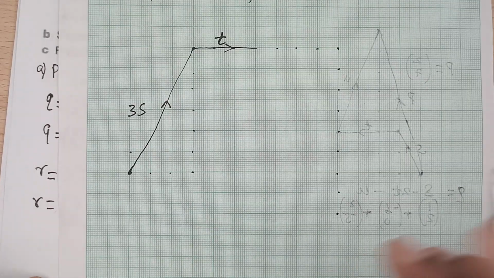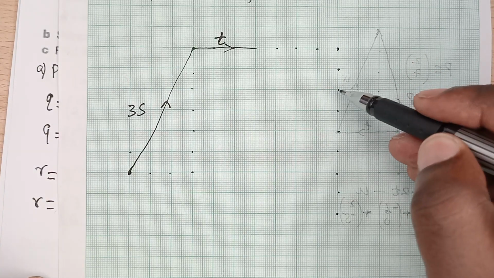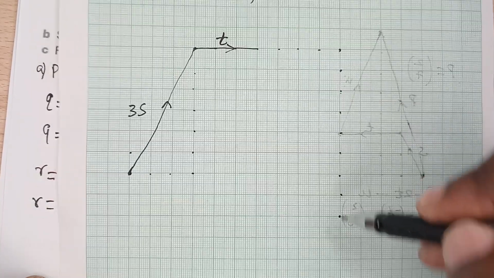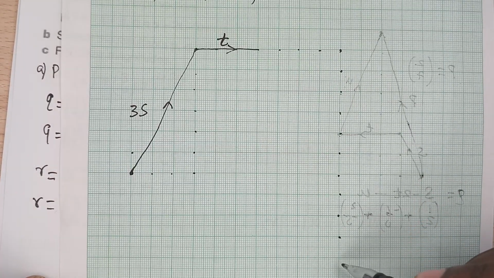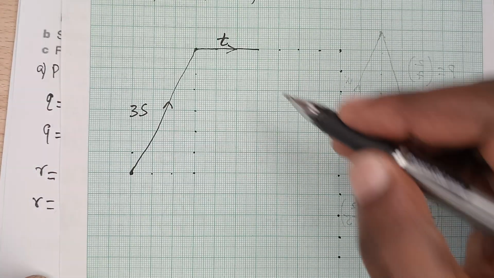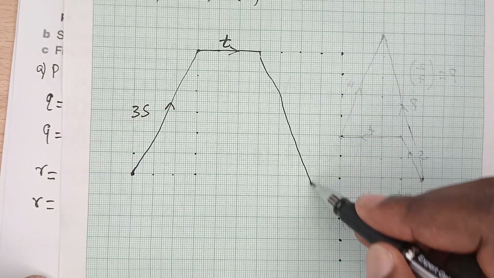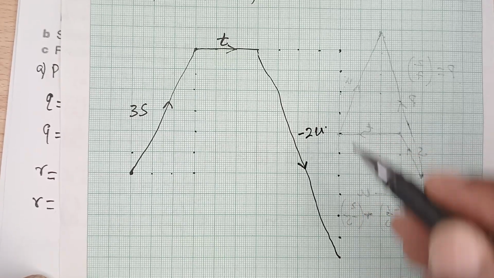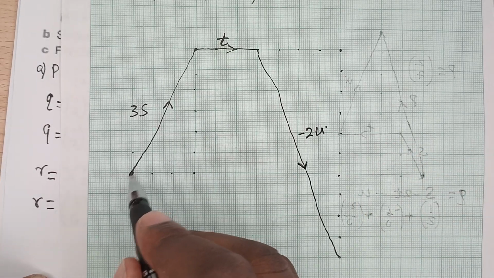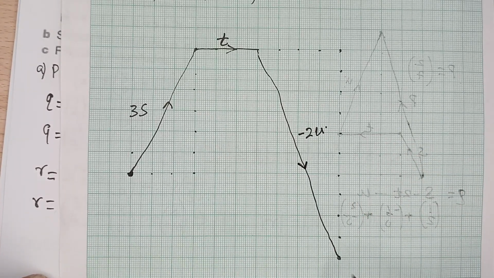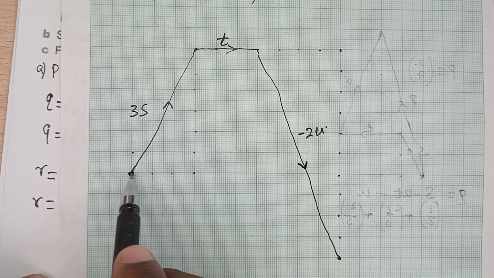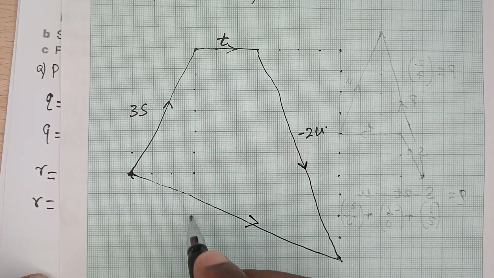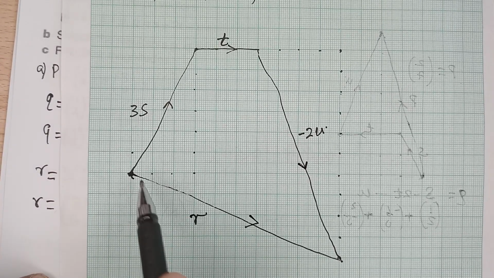Let us see that. 1, 2, 3, 4, 5, 6, 7, 8, 9, and 10. This now becomes the third vector, which is minus 2u. But as you can see, this is the original starting point, and this is the final terminal point. So we just connect the two with a straight line, and we call this vector r.